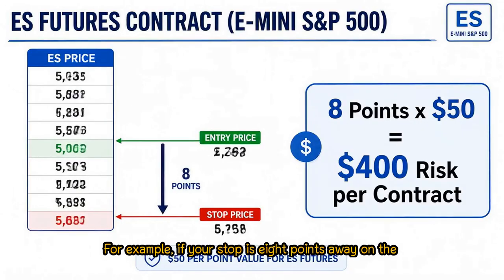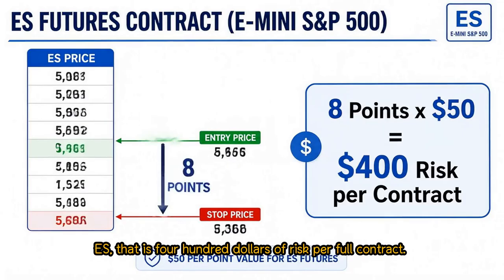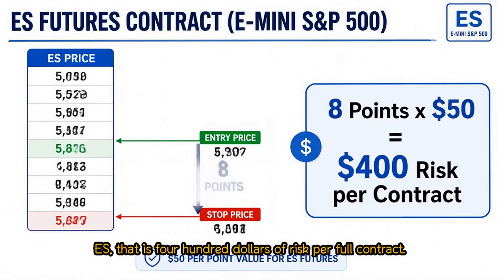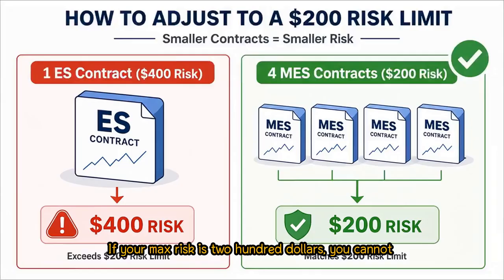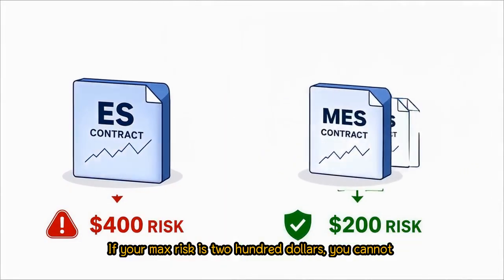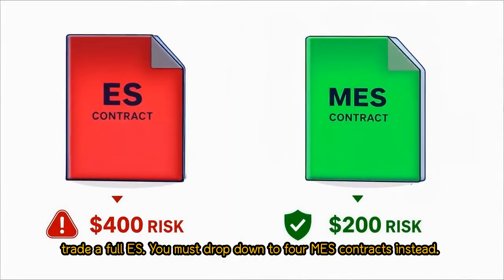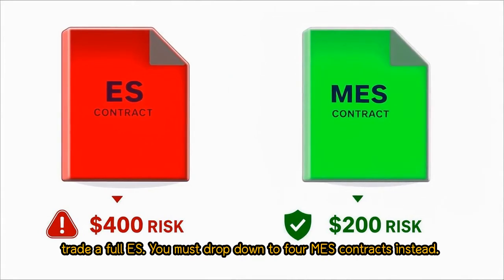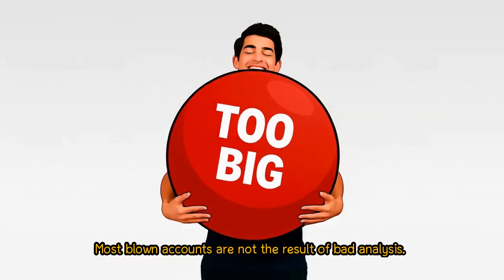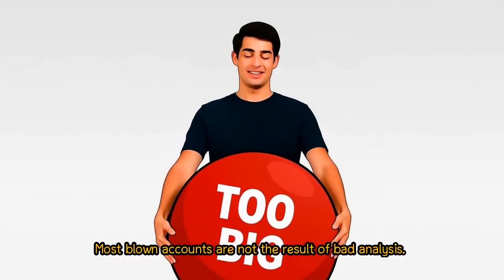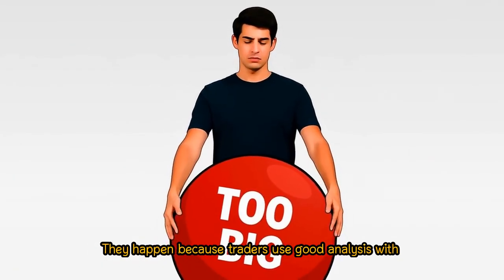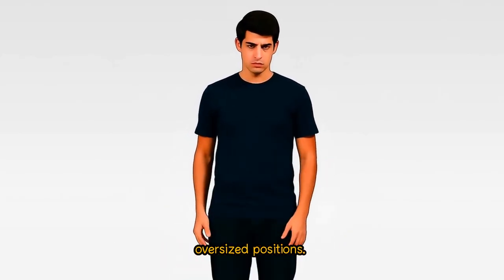For example, if your stop is 8 points away on the ES, that is $400 of risk per full contract. If your max risk is $200, you cannot trade a full ES. You must drop down to 4 MES contracts instead. Most blown accounts are not the result of bad analysis. They happen because traders use good analysis with oversized positions.